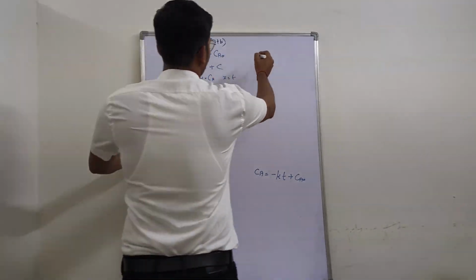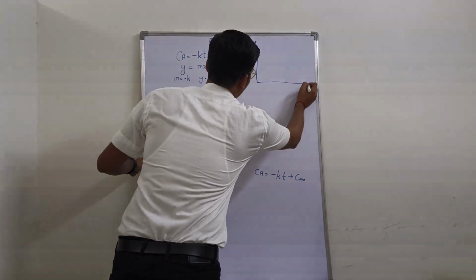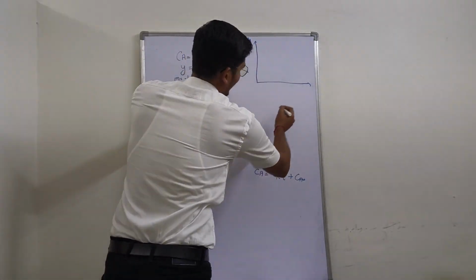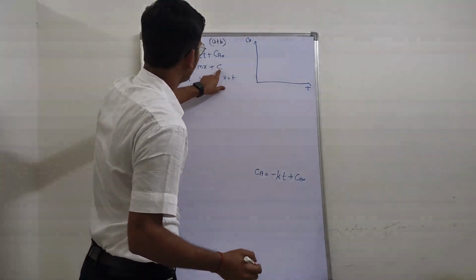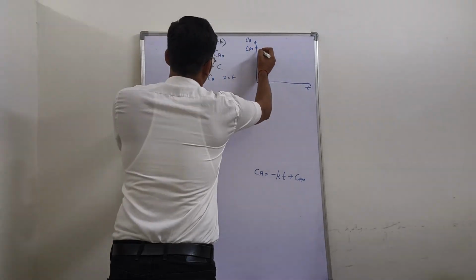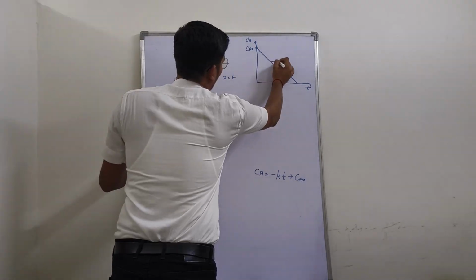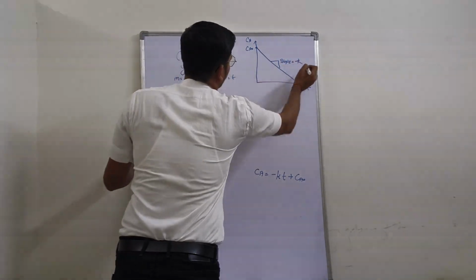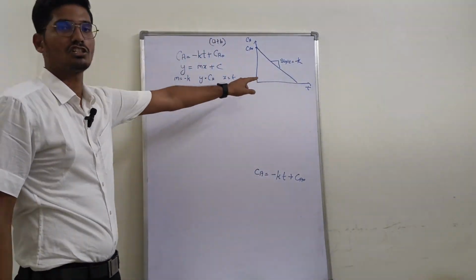So let's plot the graph without any delay. This is our graph: at y we have C_A, and at x we have t. Our slope is negative and our intercept is C_A0, and the line comes down like this. The slope will be minus K, where K is the rate constant of the reaction.